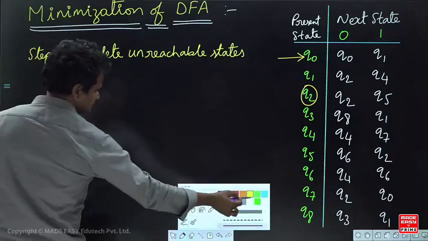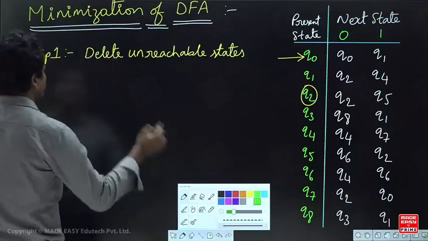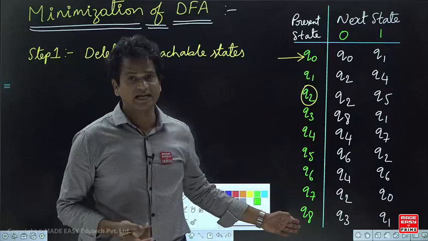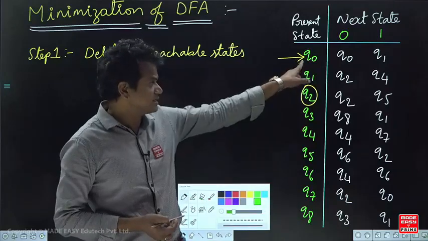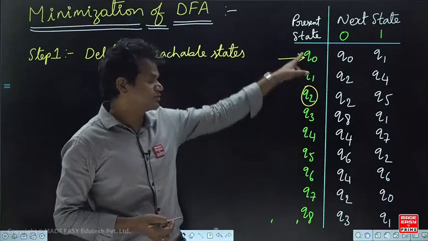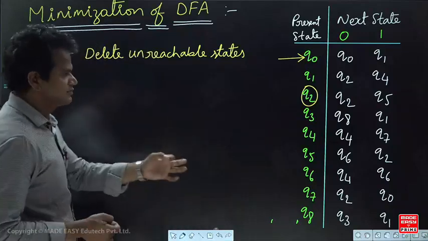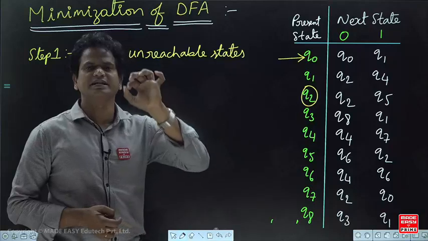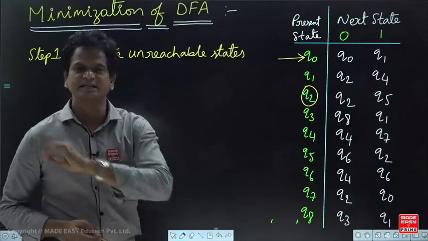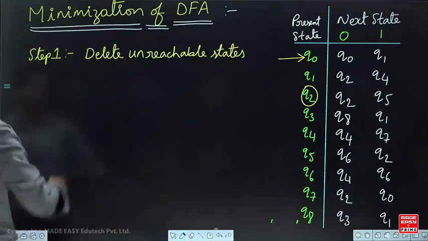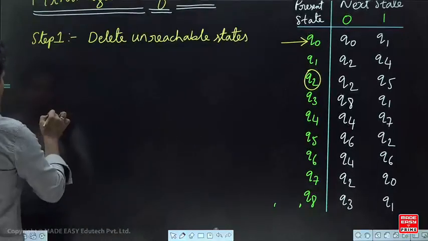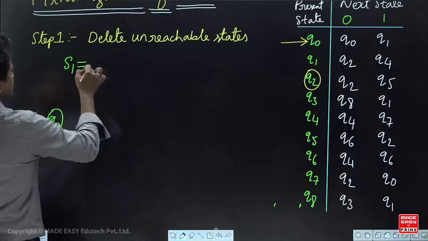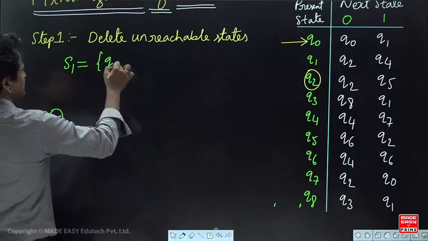So here, what are the states we have? We have Q0, Q1, Q2, Q3. How many states? 9 states, from Q0 to Q8. Whatever states have no path to reach them from the initial state, delete them. That is deleting unreachable states. Okay guys, listen. Q0 has to be there because it is initial. If you delete the initial state, there is no meaning.